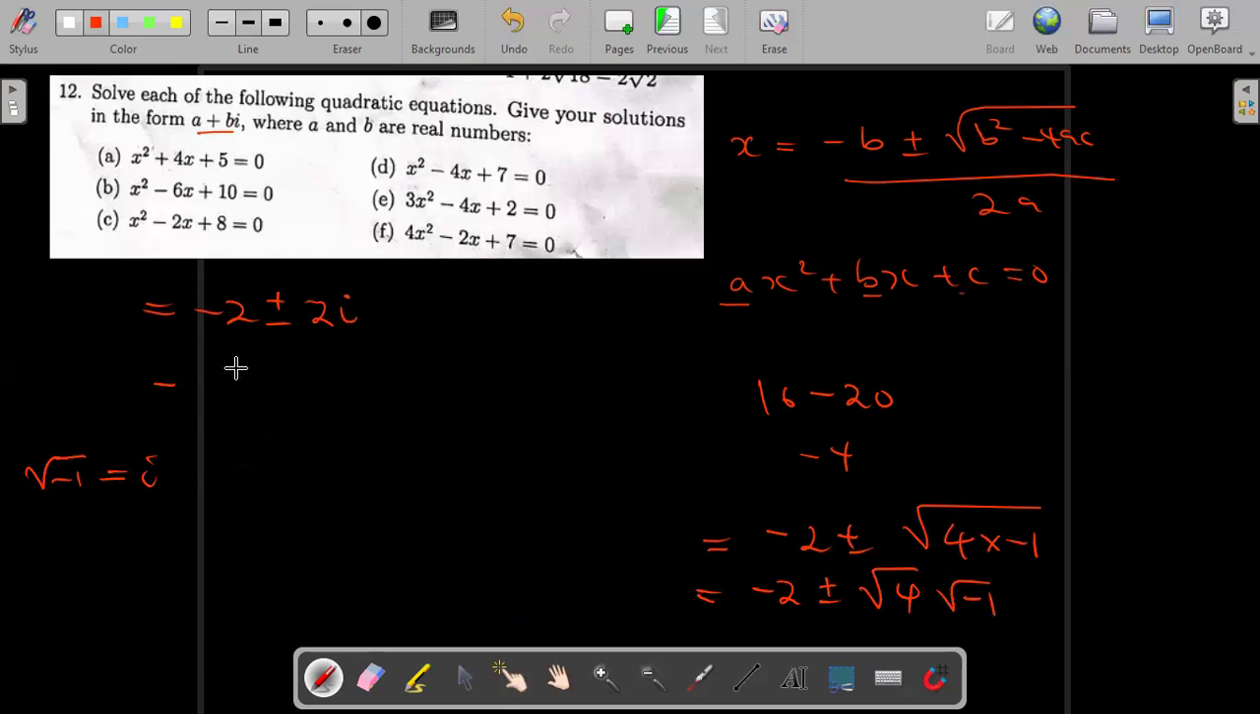And this then is just going to give me my answers. I can get the positive one first: negative 2 plus 2i, or you have negative 2 minus 2i like this. So these are going to be the values that you get for that first one. I don't know if there are any questions on how to approach this.